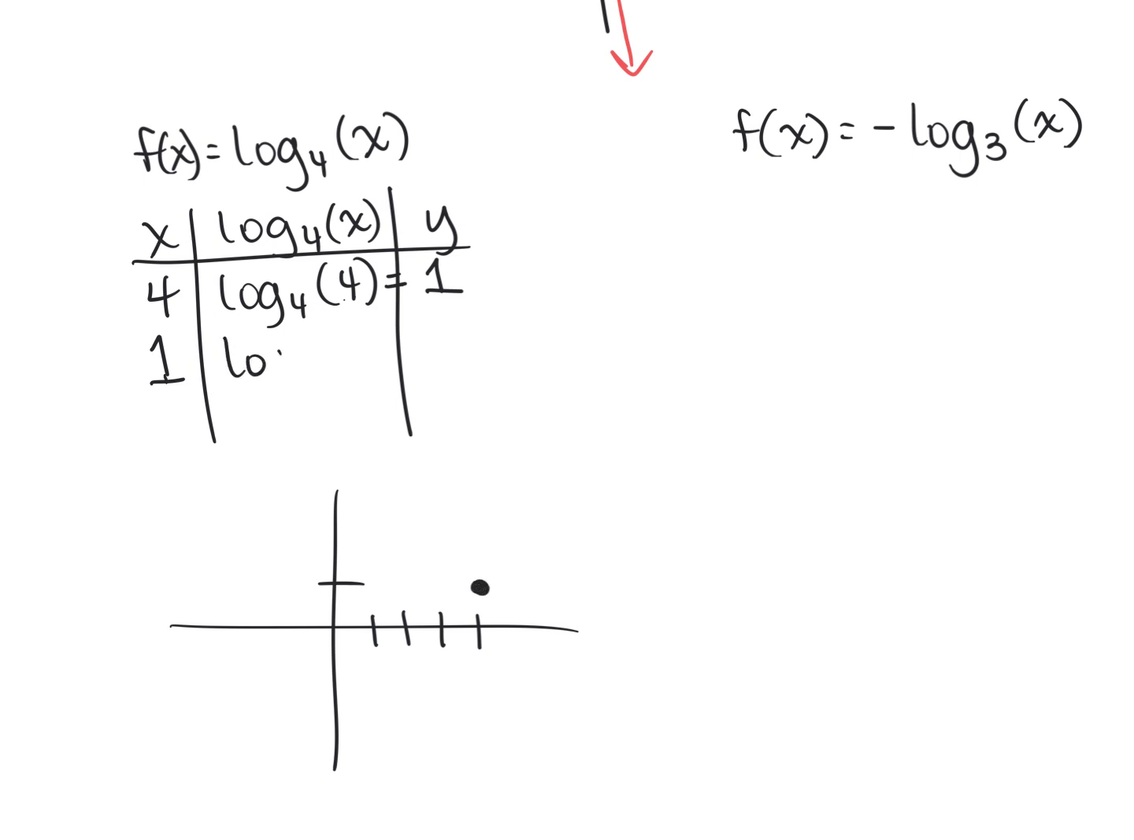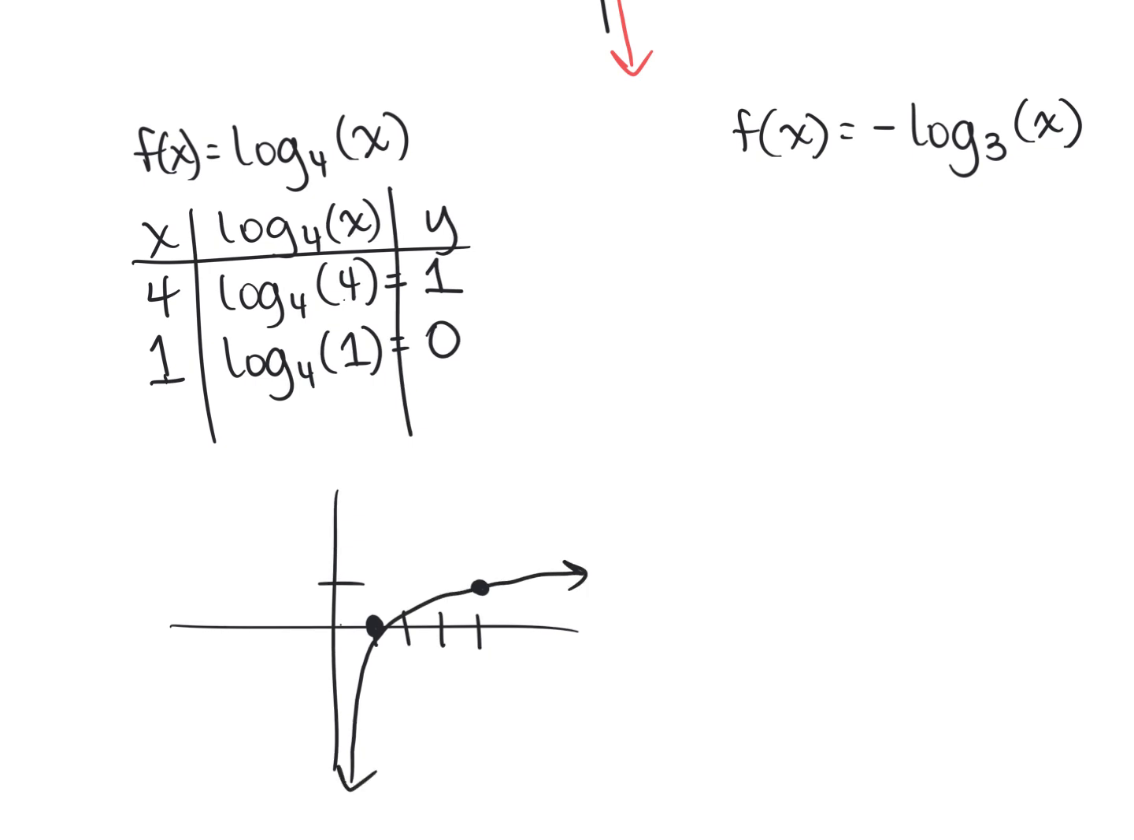And then for the next one, I have log base 4 of 1. So you can, again, think of this as an equal sign. Well, 4 to what power makes 1 happen? So that would be a 0. So 1, 0 would go here. So this graph goes in this direction.